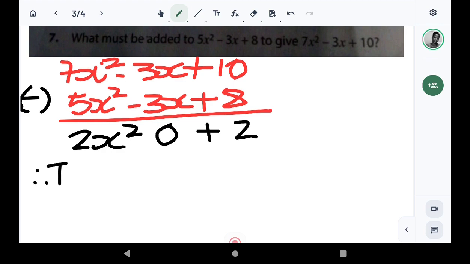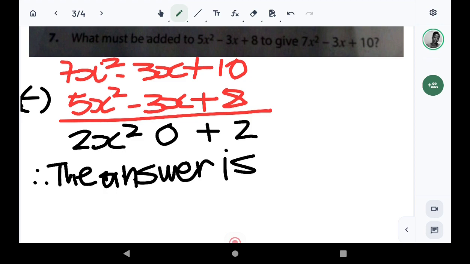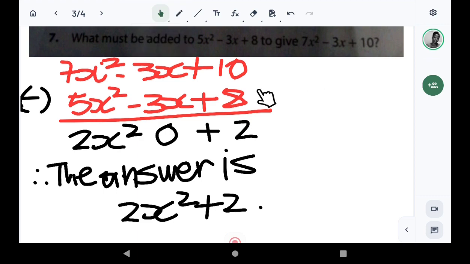Therefore the answer is 2x squared plus 2. This is what must be added to 5x squared minus 3x plus 8 to give us 7x squared minus 3x plus 10.